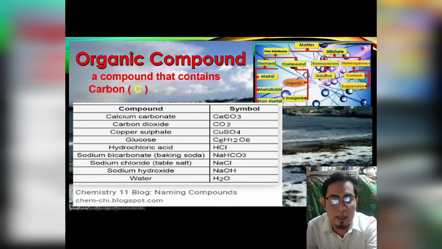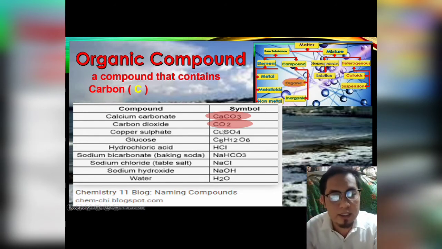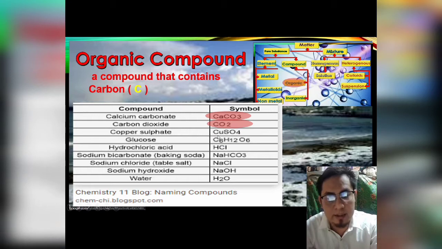We have here calcium carbonate: calcium, carbon, oxygen. It has carbon in it, so this compound is known as organic. Next, carbon dioxide. From the word itself, carbon, it is considered as organic. Copper sulfate. It has C, but C with a small letter after it means it is another element. This is copper. So this is not considered as organic, because it is copper, sulfur, and oxygen.